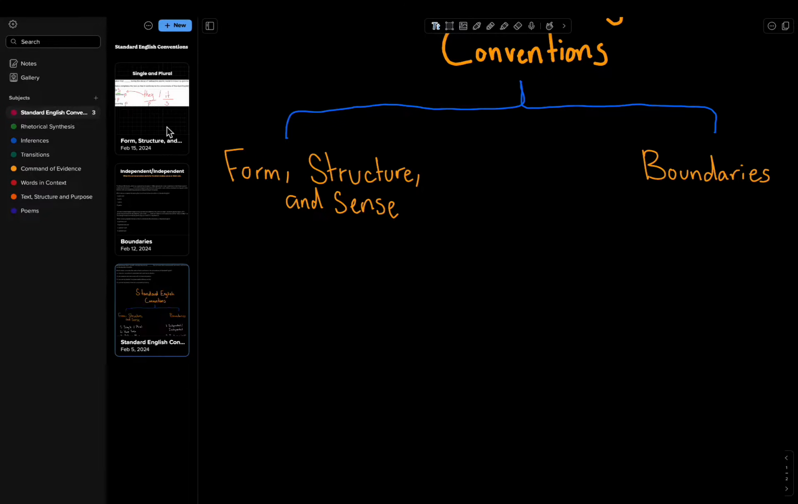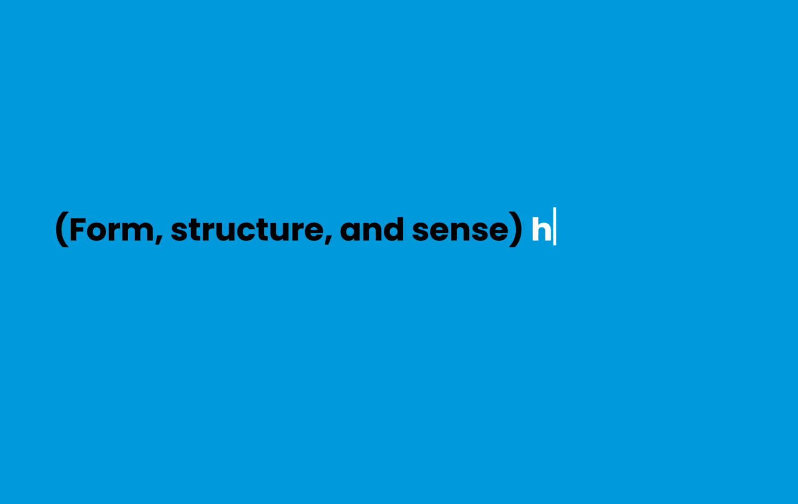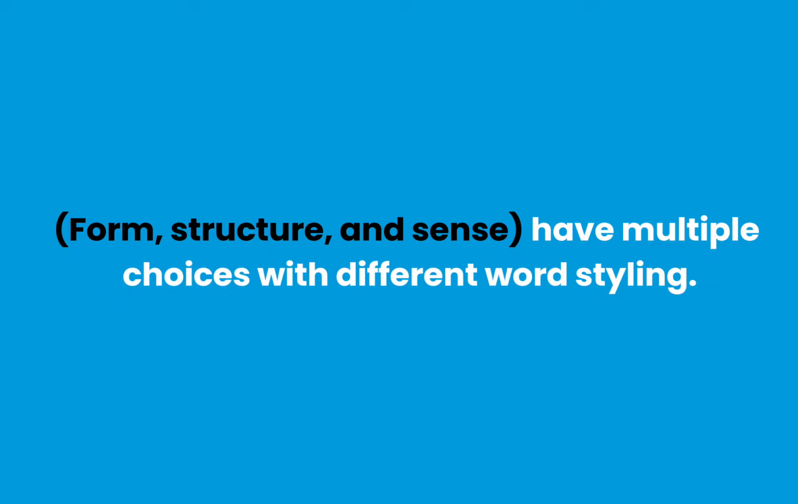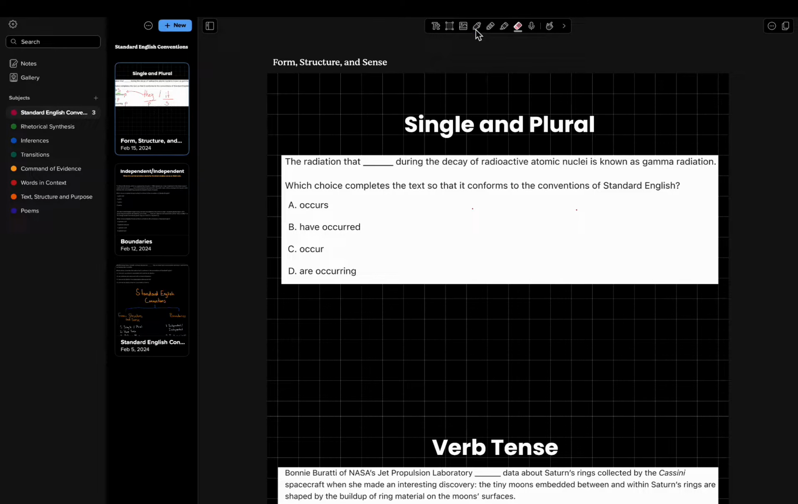Alright, Standard English conventions are made up of two sections: form, structure, and sense, and boundaries. Form, structure, and sense have multiple choices with different word styling. The first form, structure, and sense is single and plural. So let's look at an example for this one. We always look at the multiple choices first for Standard English convention questions. We see that here some of the multiple choices are plural and some are single.